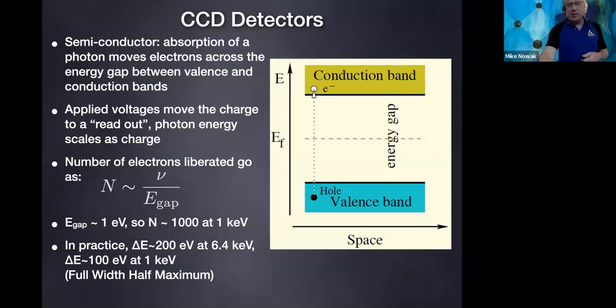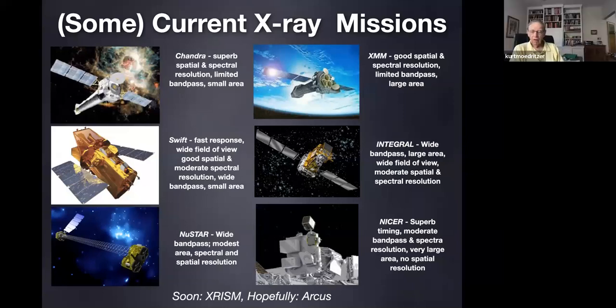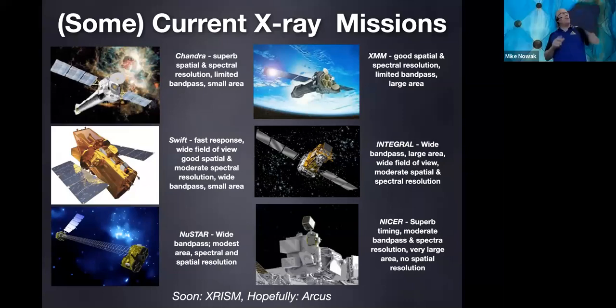But we're going to talk about things that do that a little bit better. Now, here are some current X-ray missions, and pretty much all of these, at least at some level, work with CCD detectors where you're measuring things to order of a few hundred eV for a keV X-ray. The one that I'm going to be talking most about is the Chandra X-ray Observatory in the upper left-hand corner. It has great spatial resolution. It has really great spectral resolution. I'm going to describe that in a moment, but it has a very small area.